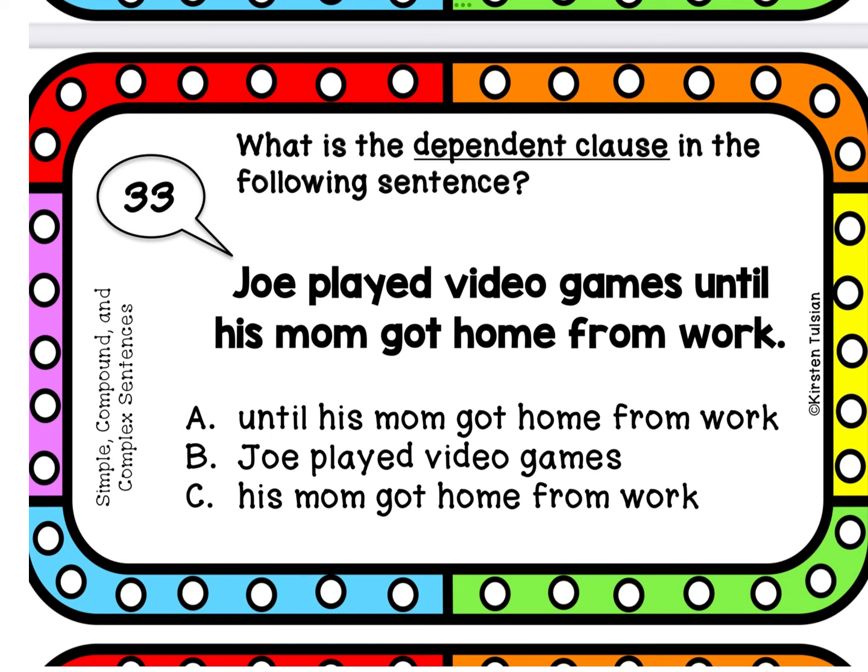Okay, so I'm looking through and I see my signal word until. So there's my signal word until, and I know that's the beginning of my dependent clause. So my dependent clause must be until his mom got home from work. And so that's one of my choices. That's my choice A. So that would be my answer to what the dependent clause is in this sentence. So remember, when you're finding the dependent clause, find the subordinating conjunction first.